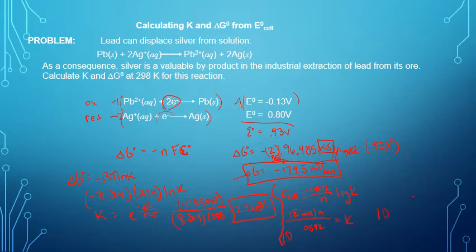So if I took 10 raised to the 0.93 volts times the 2 for a value for n and divide that by the 0.0592, that ends up giving me 10 being raised to the 31.47, which would equal 2.96 times 10 to the 31st.